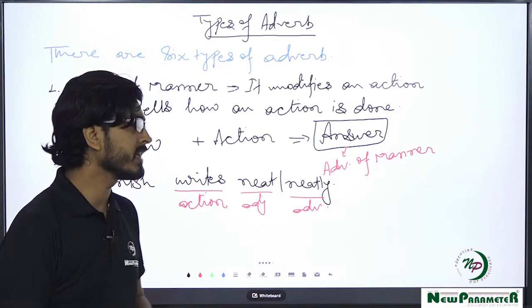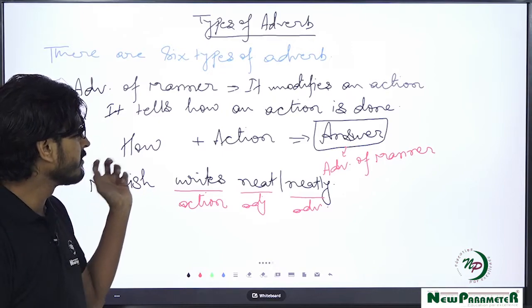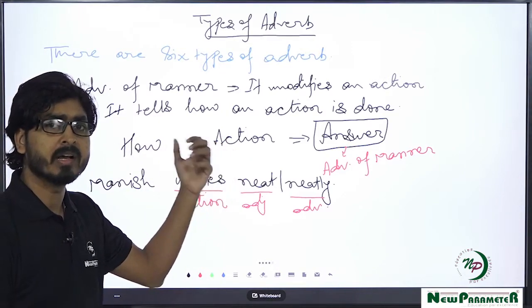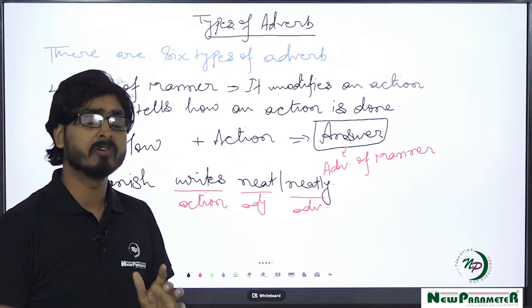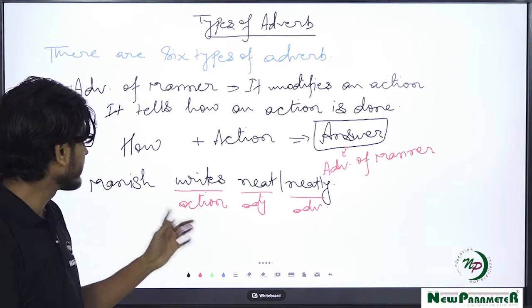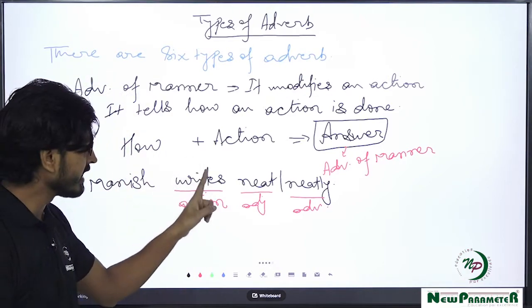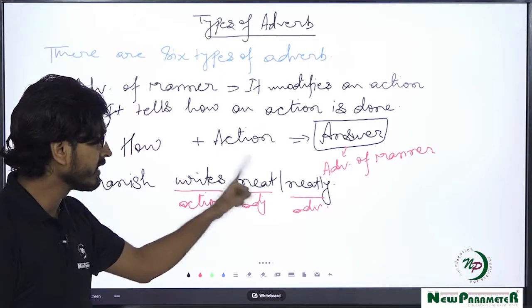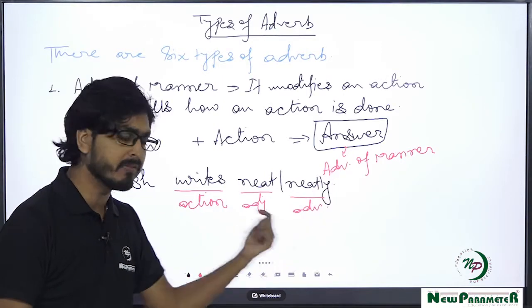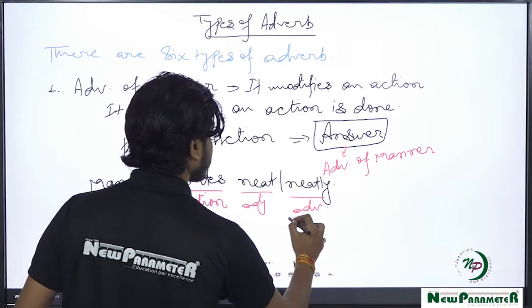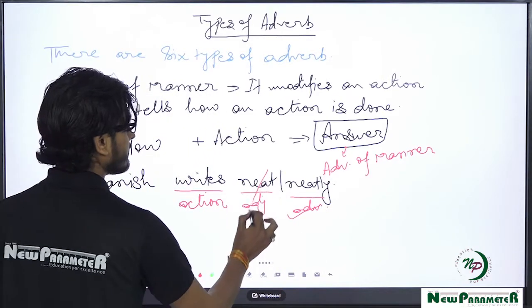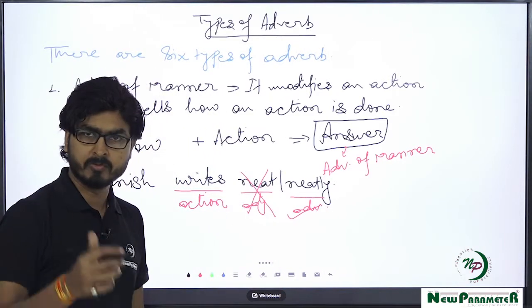In short, we can say when we ask how to any action, the answer will be an adverb, not an adjective. So the right answer, how writes? Neat? Not at all. How writes? Neatly, because we need what? An adverb. So we can say this is the right answer and this is the wrong one. And I hope you are just getting me.